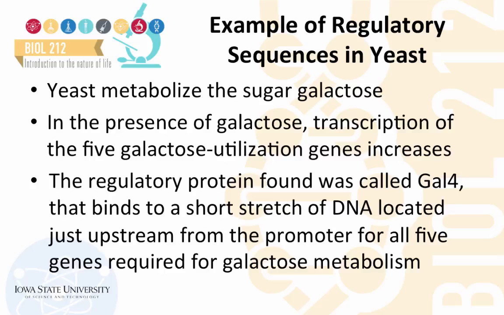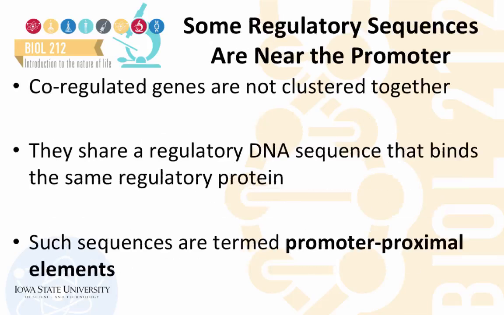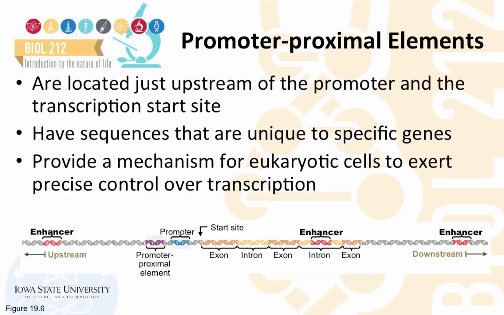required for galactose metabolism. Genes whose transcription is co-regulated are not necessarily clustered together. They share a regulatory DNA sequence that is near the promoter and binds the same regulatory protein. Such sequences are termed promoter proximal elements because they are closer to the promoter. Promoter proximal elements are located just upstream of the promoter and the transcription start site.